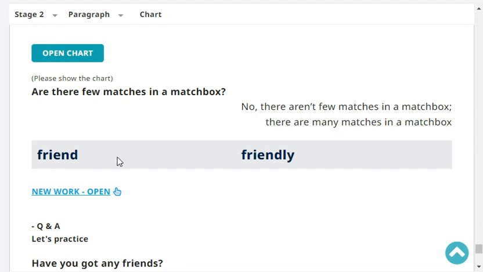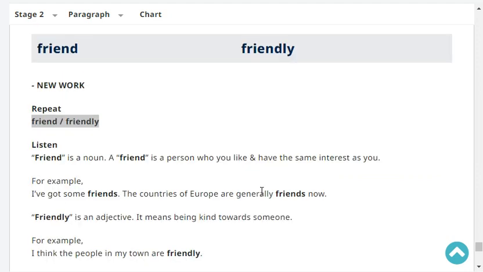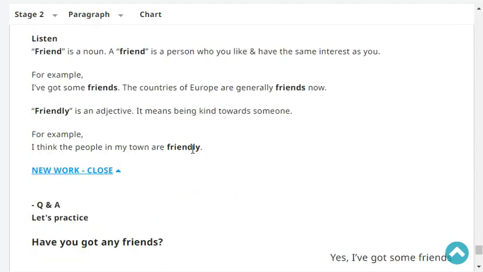Very good. Next, repeat: friend. Friendly. Very good. Okay, listen. Friend is a noun. A friend is a person who you like and have the same interest as you. For example, I've got some friends. The countries of Europe are generally friends now. Friendly is an adjective. It means being kind towards someone. For example, I think the people in my town are friendly.